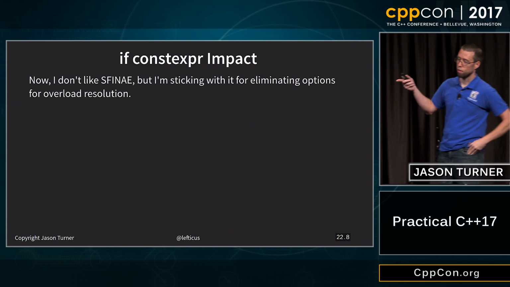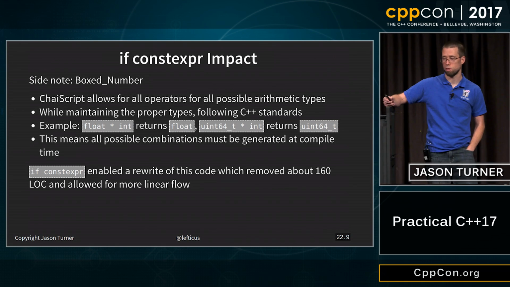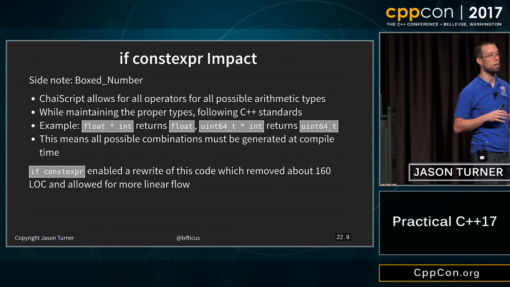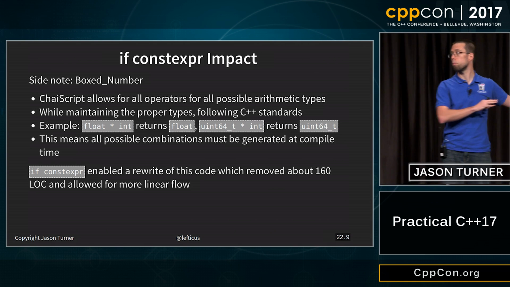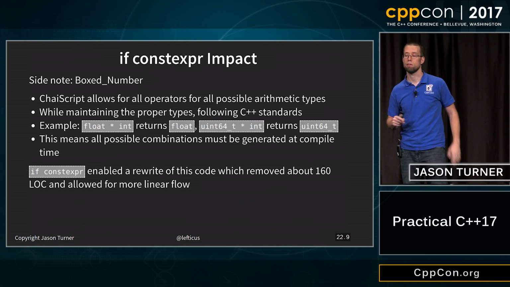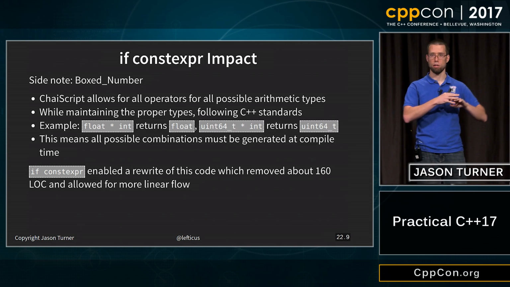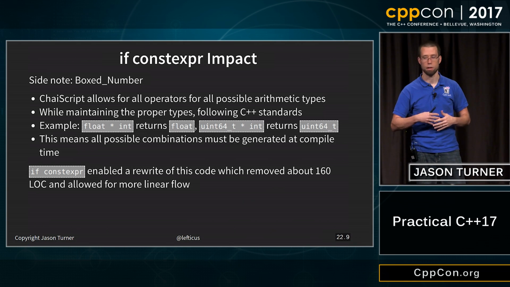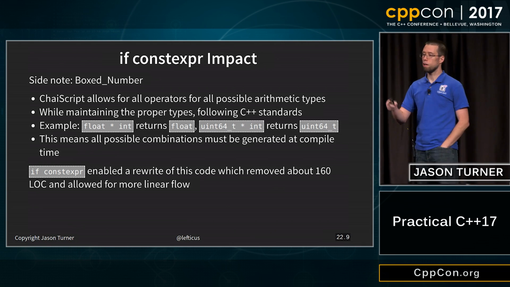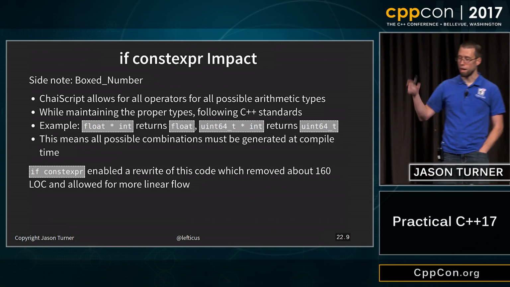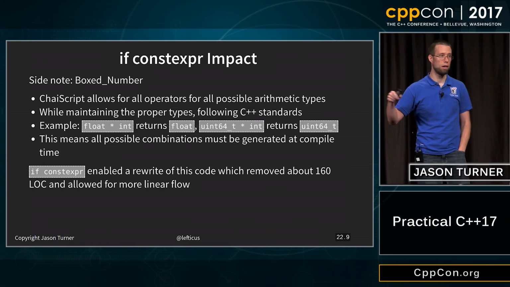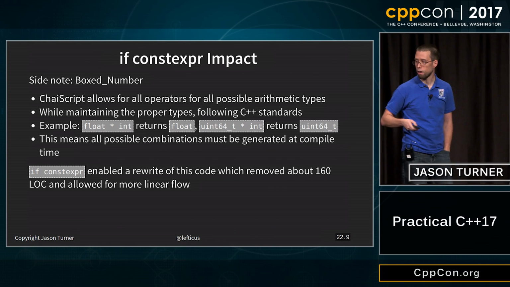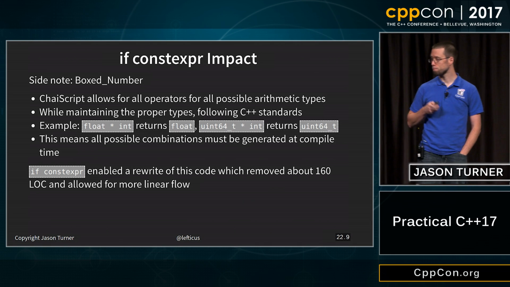On a side note, I've got a type inside of CppCon called boxed number, which allows you to do any operation on any other type of thing. Whatever arithmetic operation you want to perform, it maintains the proper types. And this results in a huge explosion of multiplication of arithmetic types that are generated at compile time for me. If constexpr allowed me to rewrite this code massively, removing 160 lines of code, and I was really happy. I think I got a minor performance improvement and a more linear flow of my code.